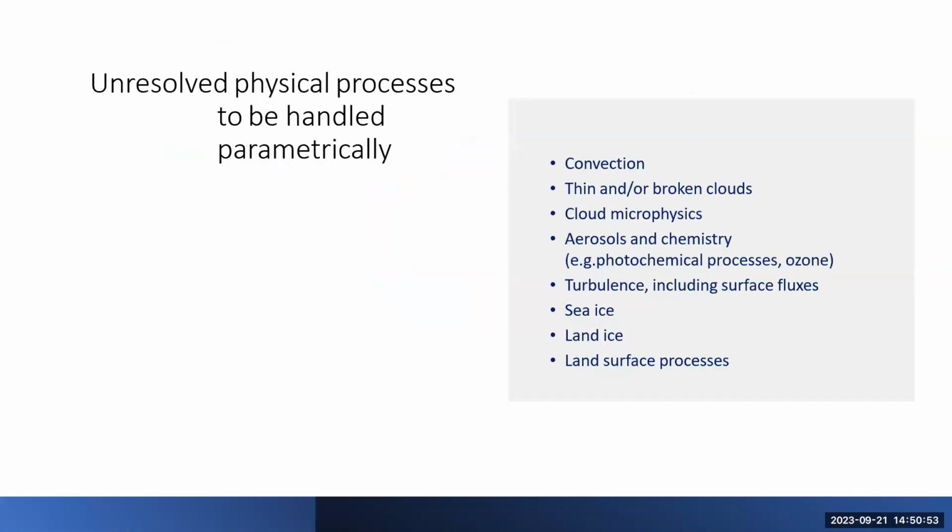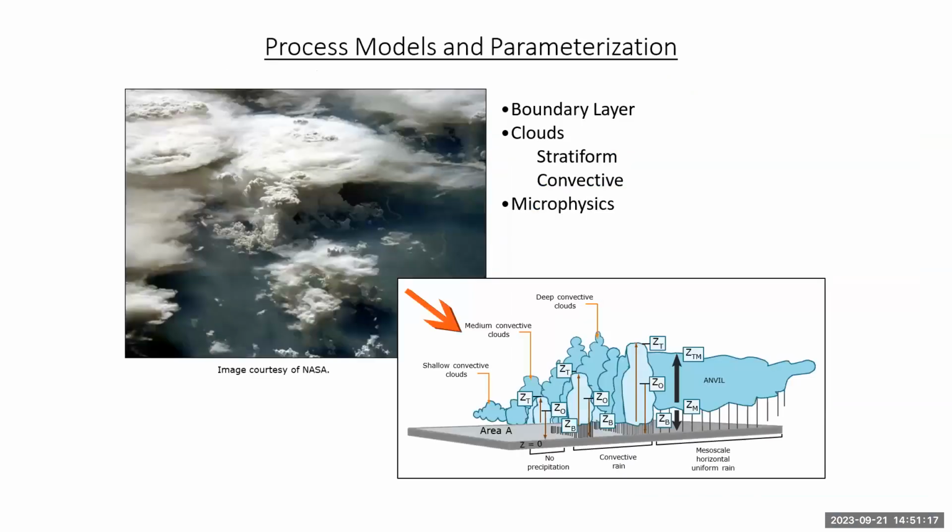Overall, unresolved physical processes have to be handled parametrically: convection, thin and broken clouds, cloud microphysics, aerosols and chemistry, photochemical processes, ozone, turbulence including surface fluxes, sea ice, and land surface processes. These are all the factors which have to be handled parametrically. Talking about process models and parameterization: the boundary layer, clouds, stratiform, convective, and microphysics, and how they can be parameterized and extended, taking other factors into account. That is how the scenario is created.